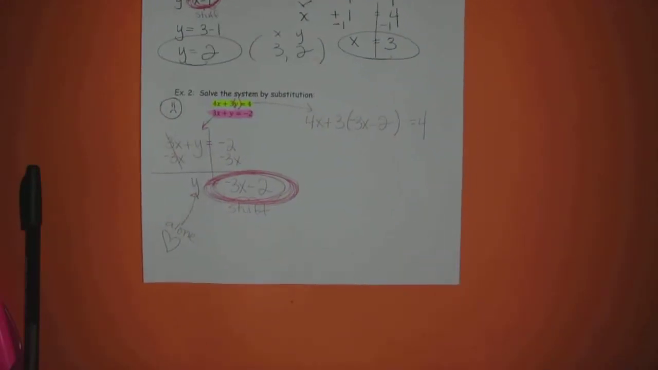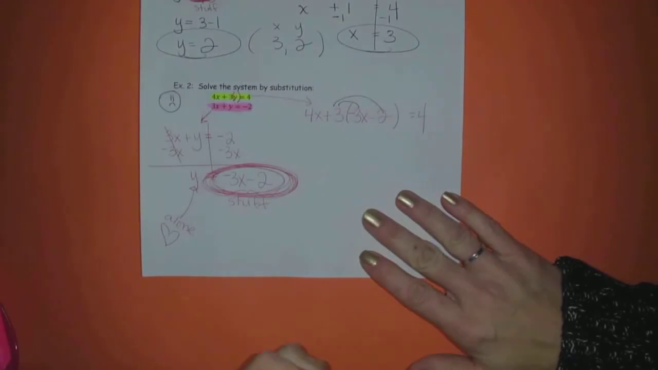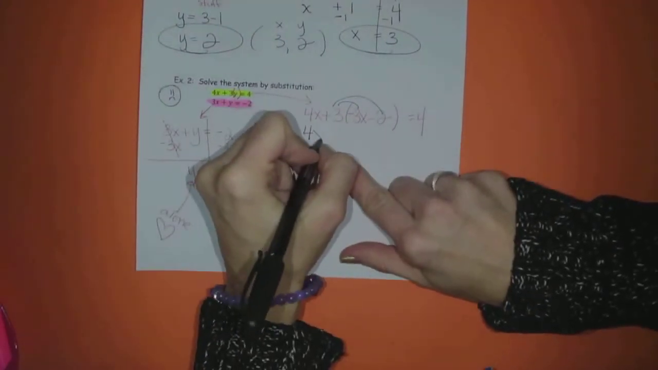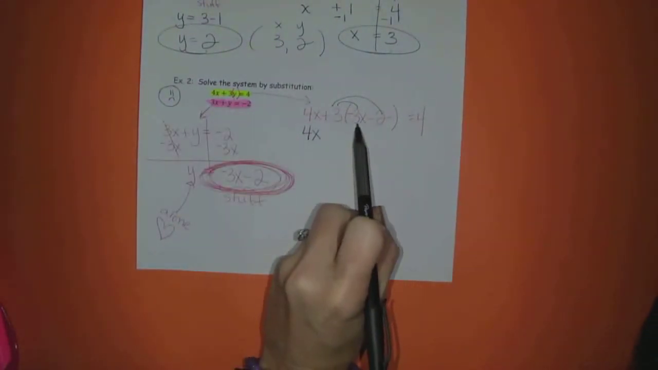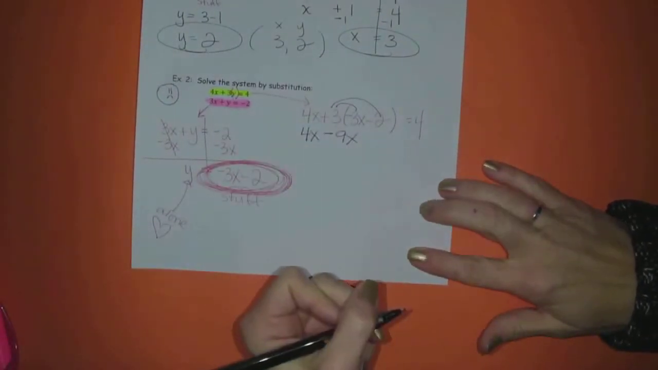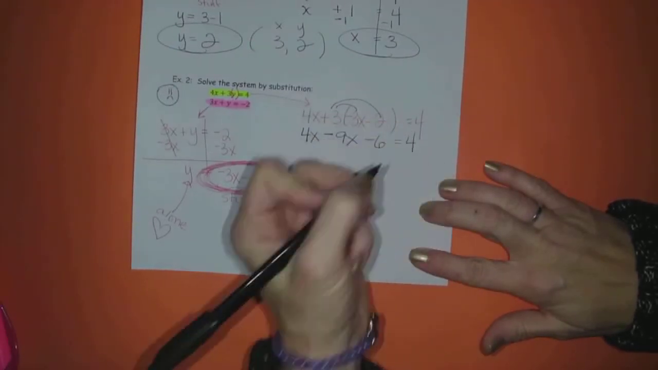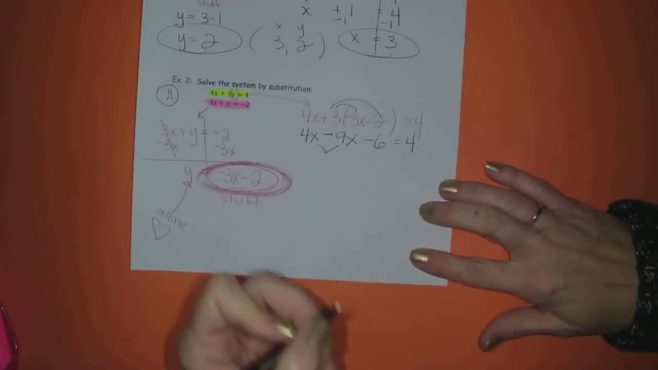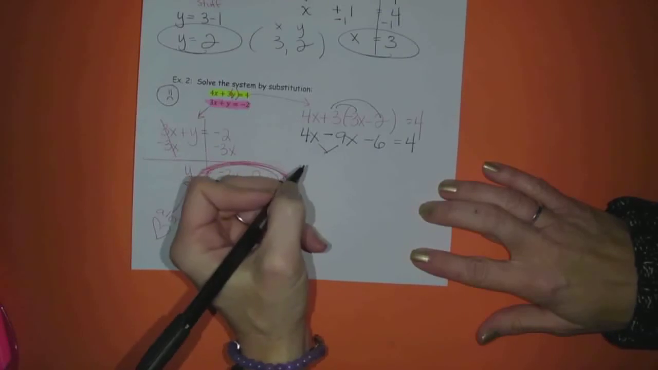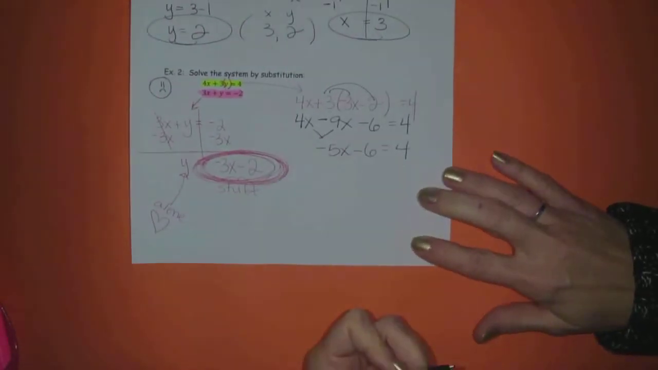Now you just solve the equation. So let's distribute. So what do we have? 4x. Okay, 3 times -3 is -9, so minus 9x. 3 times -2 is minus 6, equals 4. Put your like terms together. 4x minus 9x is -5x minus 6 equals 4. Solve.